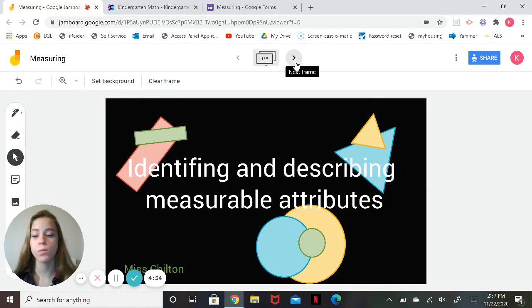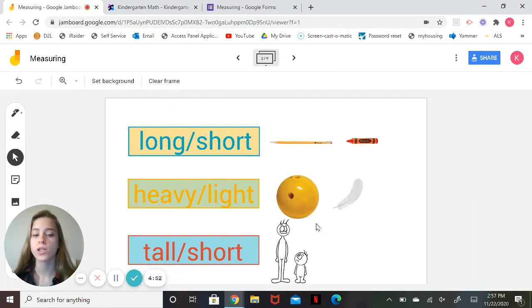Today we're going to be identifying and describing measurable attributes. By this we mean we are going to be using these words to describe objects and things. First we have long and short. So we have a pencil and a crayon. If we think back to our classroom, a pencil is long, whereas a crayon is short. So a pencil is longer than a crayon, and a crayon is shorter than a pencil. And think of that as horizontal measurement, so this way.